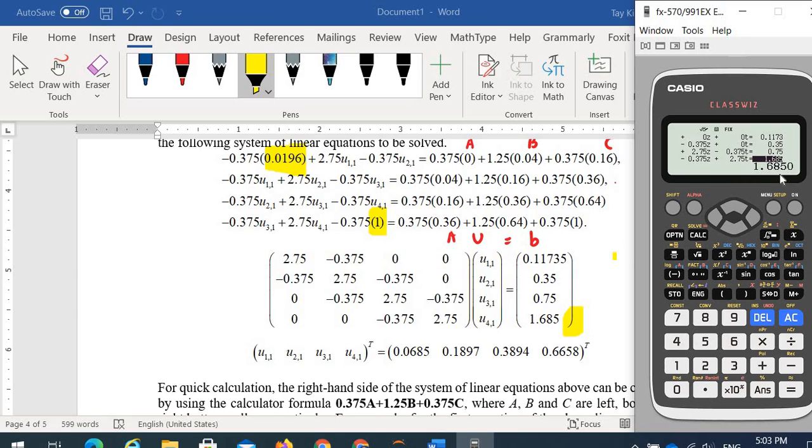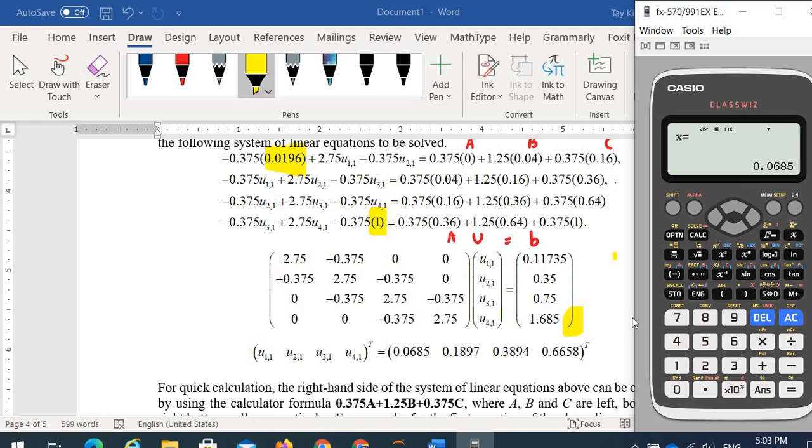The vector B is 5.35, up 0.1174, 0, 0, 0, negative 3.75, 2.75. Check it, the value 2.75, negative 3. The second variable, negative. Okay, correct it.